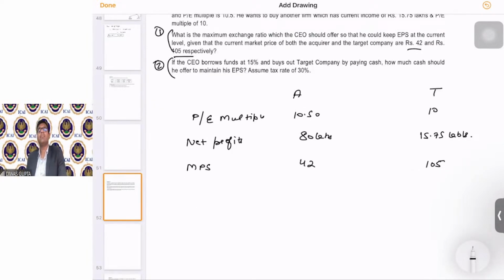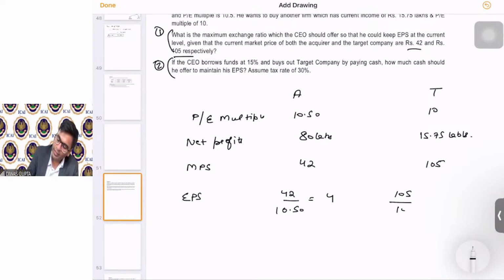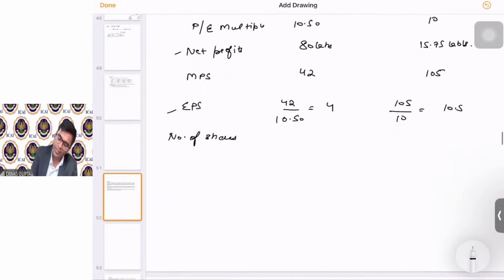So using MPS and PE multiple, can we calculate EPS? Yes. Earnings per share will become 42 divided by 10.50, which is I think 4. Similarly, here it will be 105 divided by 10, which is actually 10.5, students, right? So now using this EPS and the net profits, can we calculate the number of shares? Yes, we can calculate the number of shares. So this will become 80 divided by 4. This will become 15.75 divided by 10.5.